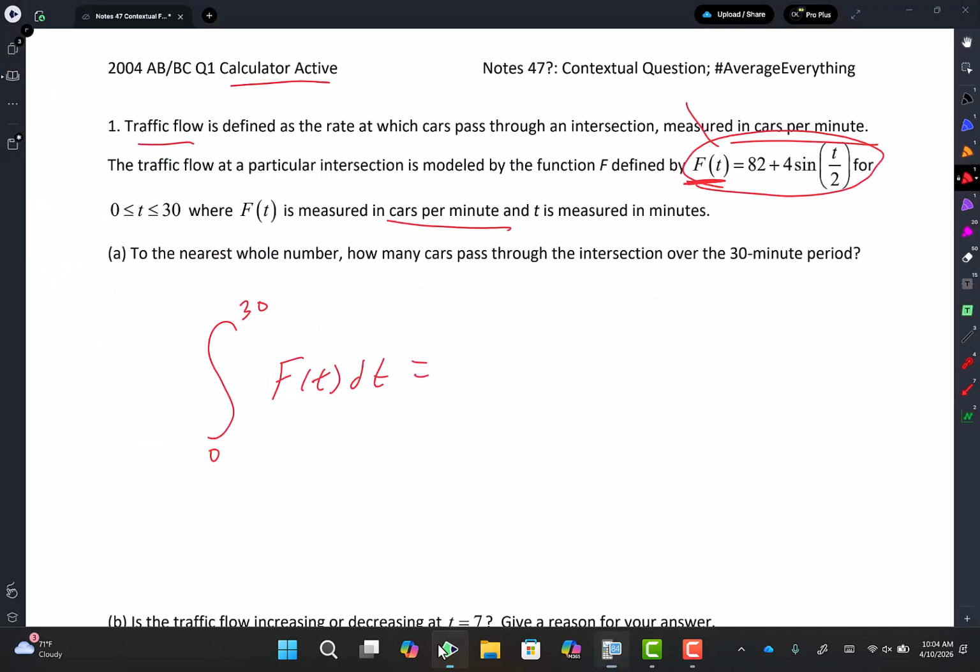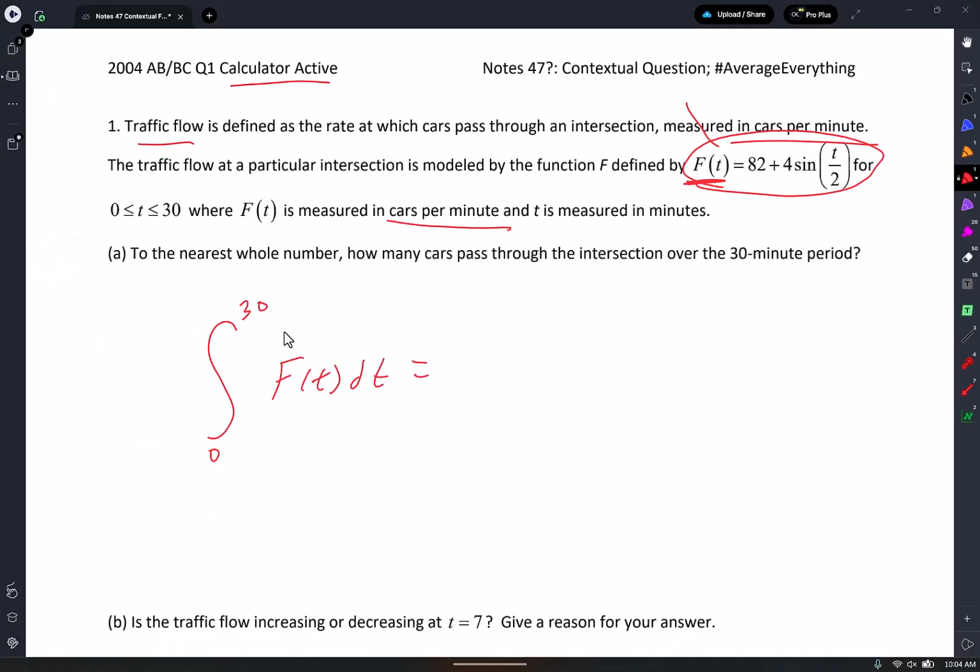2474. Did they say anything about rounding? Nearest whole number. So you're going to write 2474 cars. They actually would probably prefer that you write a statement, but this is full credit right here.